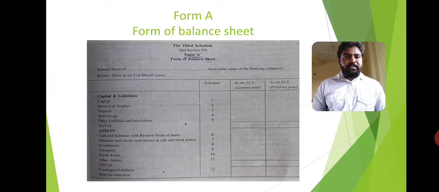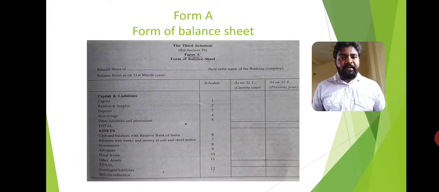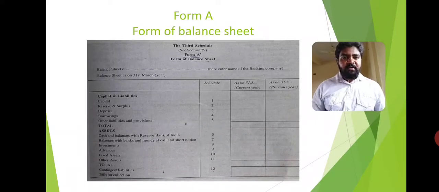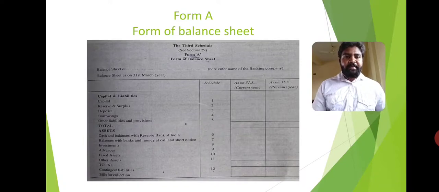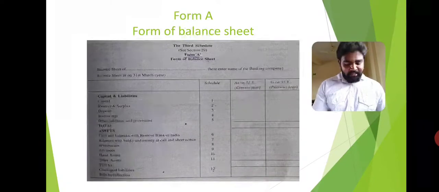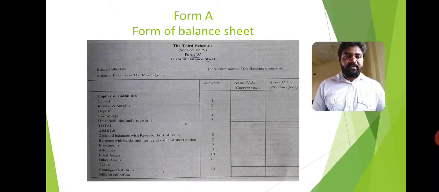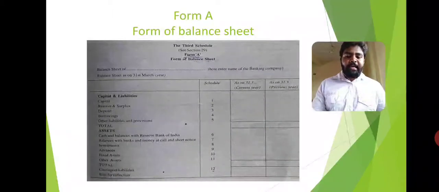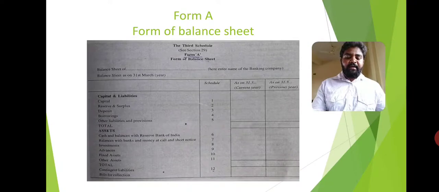It is a vertical balance sheet format. First we need to consider the capital and liabilities. Now come to the first, schedule number 1, capital. See, under capital we need to consider share capital. Under share capital there is authorized capital, issued capital, then subscribed capital, called up capital and paid up capital. This information we have to consider under the head of schedule number 1.